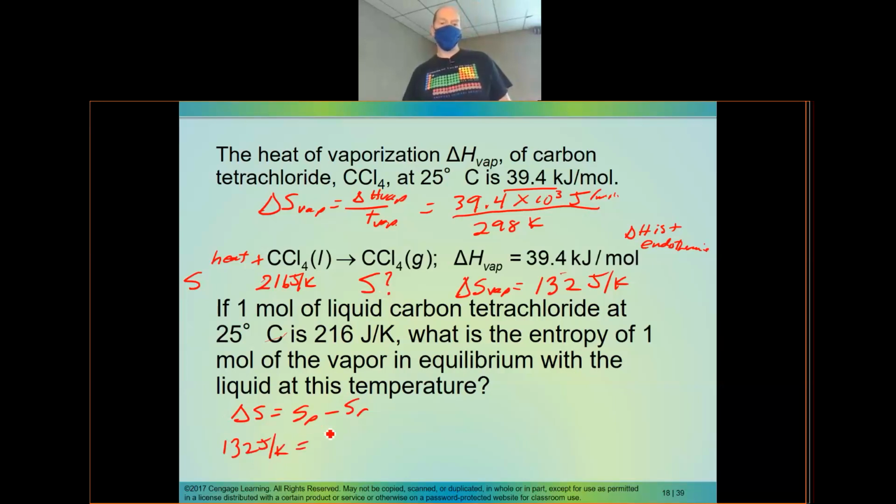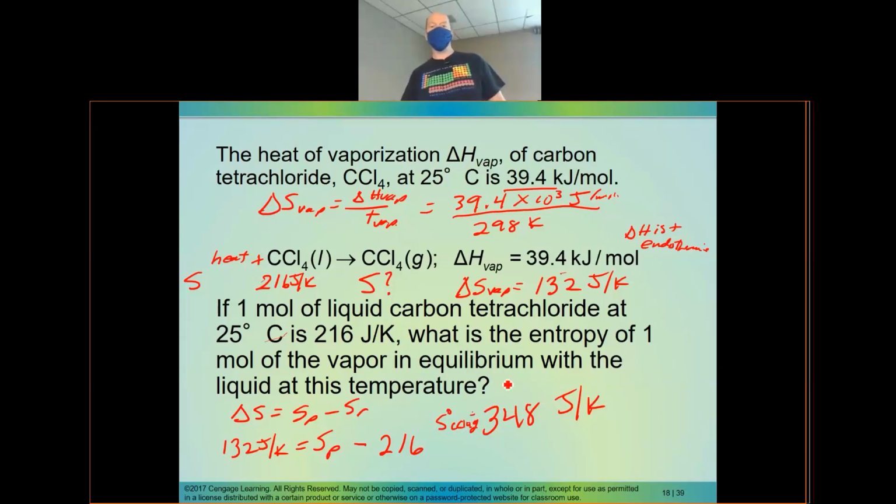The product, we don't have that one. We do not know the S value for CCl4 gas. It is not listed on our chart. The CCl4 liquid is listed on the chart. It is 216. And so to solve this, we just have to add 216 to both sides, and we get 348. All right, so that is the S naught value for CCl4 gas.